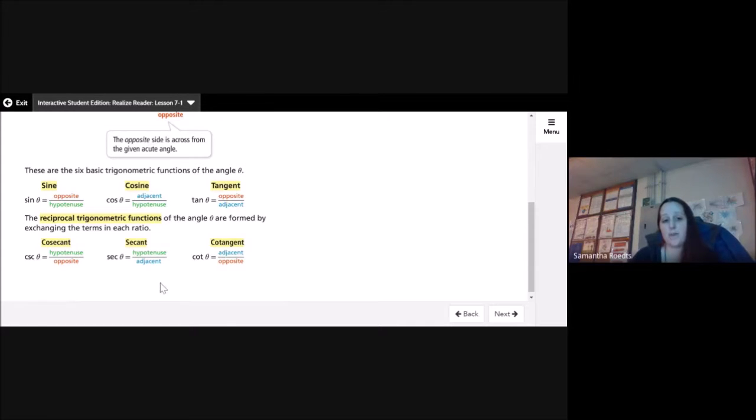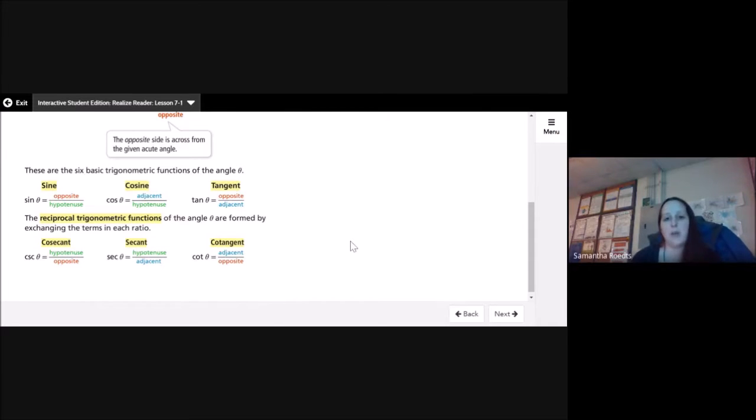The reciprocal trigonometric functions of the angle theta are formed by exchanging the terms in each ratio. So cosecant is the reciprocal of sine, and becomes hypotenuse over opposite. Secant, which is the reciprocal of cosine, is hypotenuse over adjacent. And cotangent is the reciprocal of tangent, which is adjacent over opposite.